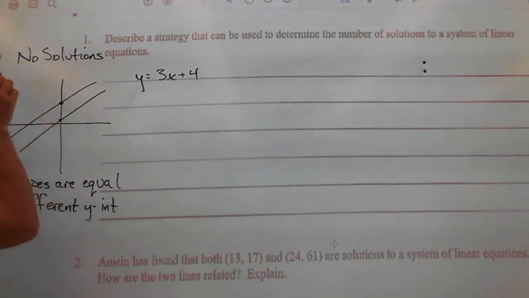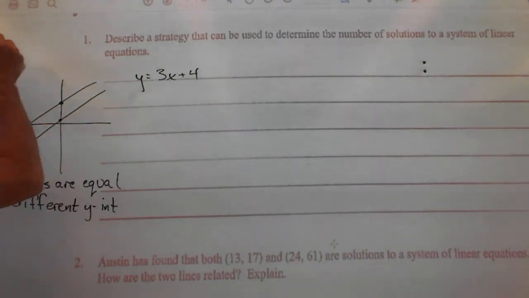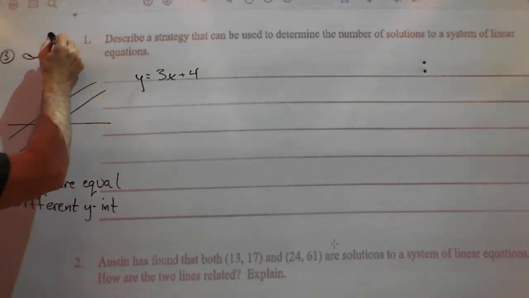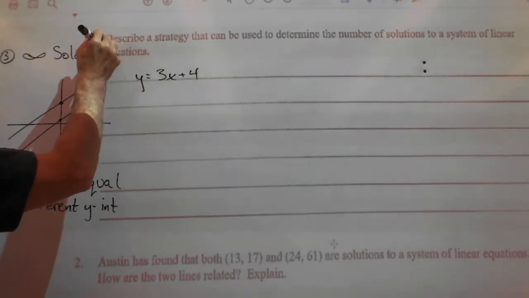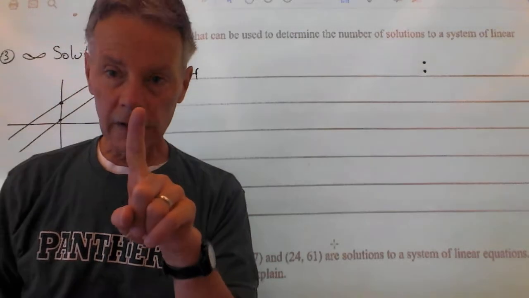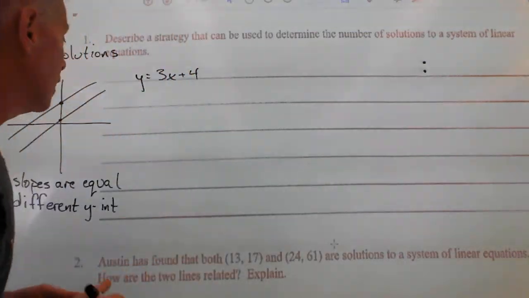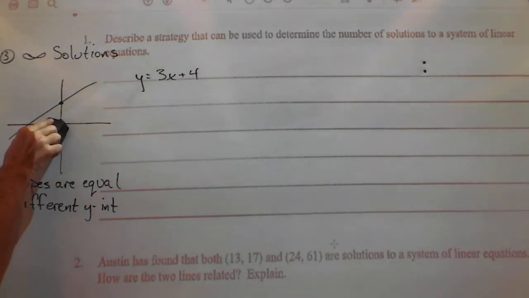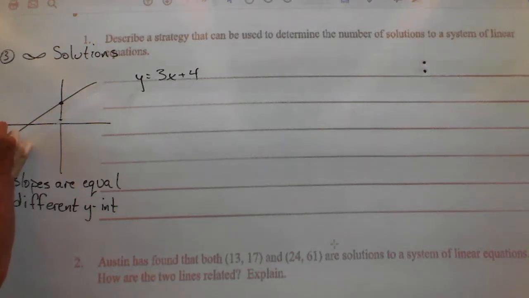Now, the third group is a group where you have an infinite number of solutions. So, they don't just intersect at one point, they intersect at all points, okay? And the only way that that's possible is if you have what are referred to as coincident lines.